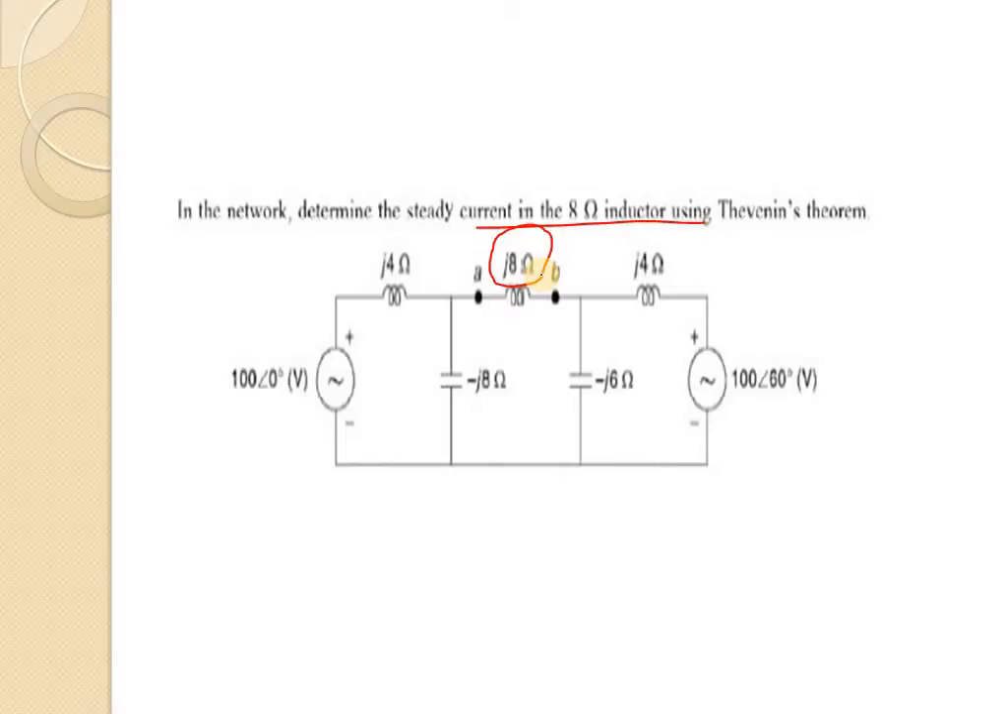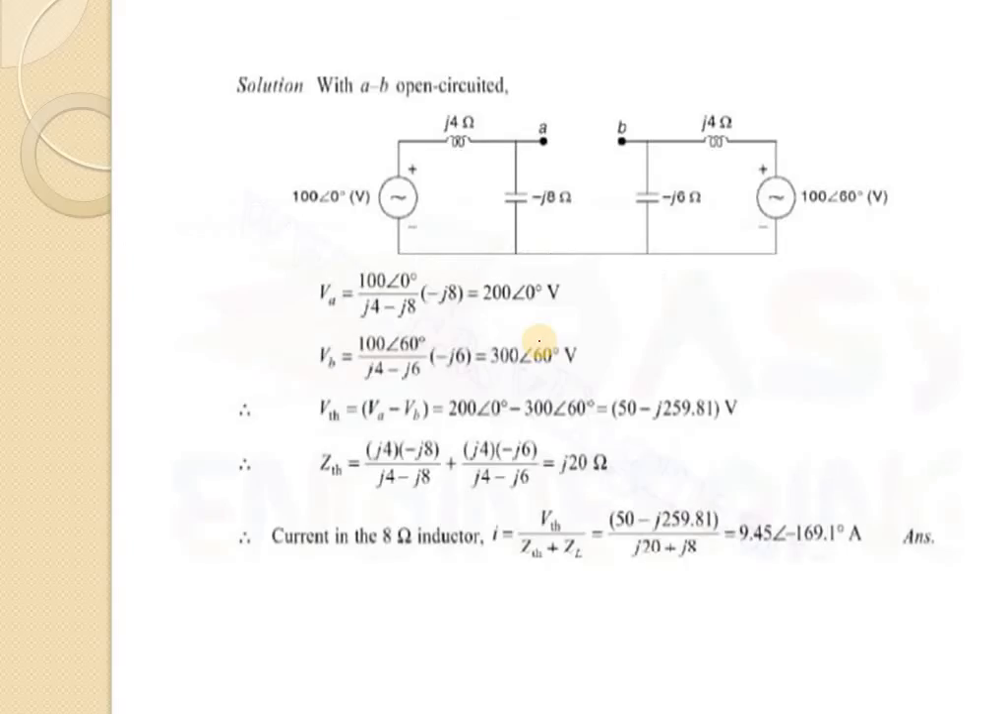If it is given that we have to calculate the current through the 4 ohm inductor branch, then we have to remove this branch only. But for our problem, we have to calculate the current through this one. So we will open this terminal and the network becomes like this, and this voltage is basically Thevenin's voltage VTh. Now we have to calculate this voltage to get the value of VTh.